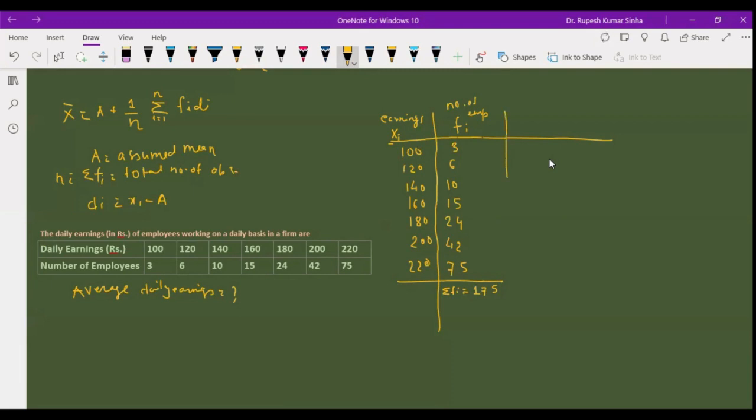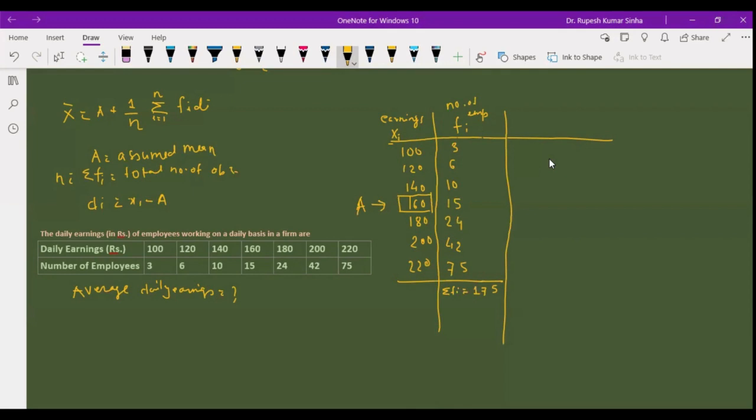Now we need to find out our assumed mean. So what is the value of A? A is assumed mean. How to get the assumed mean? You can take any value from the center. Whatever number you take, you are going to get the same answer. So the answer will not change. So let me take 160, which is in the center. So I'm taking 160 as the assumed mean. I mark it like A. So A is 160.